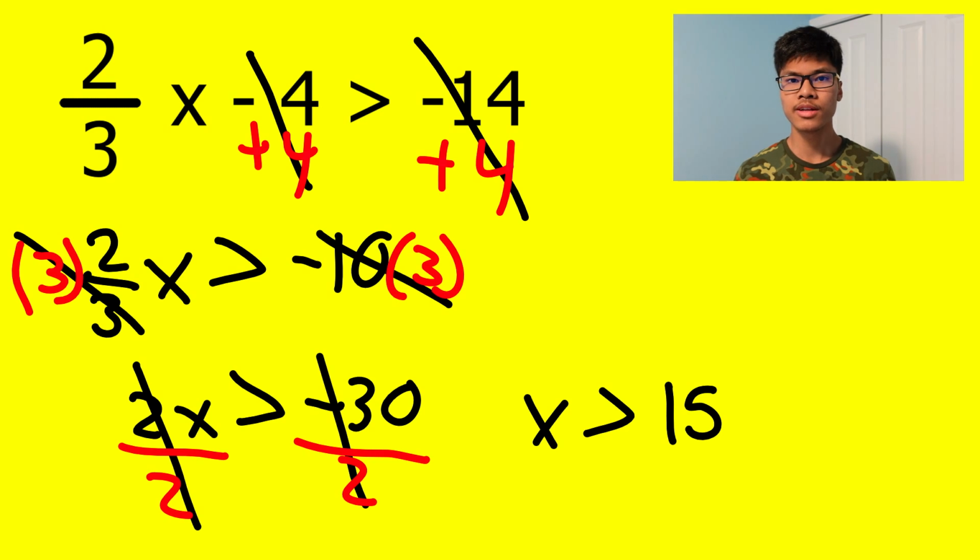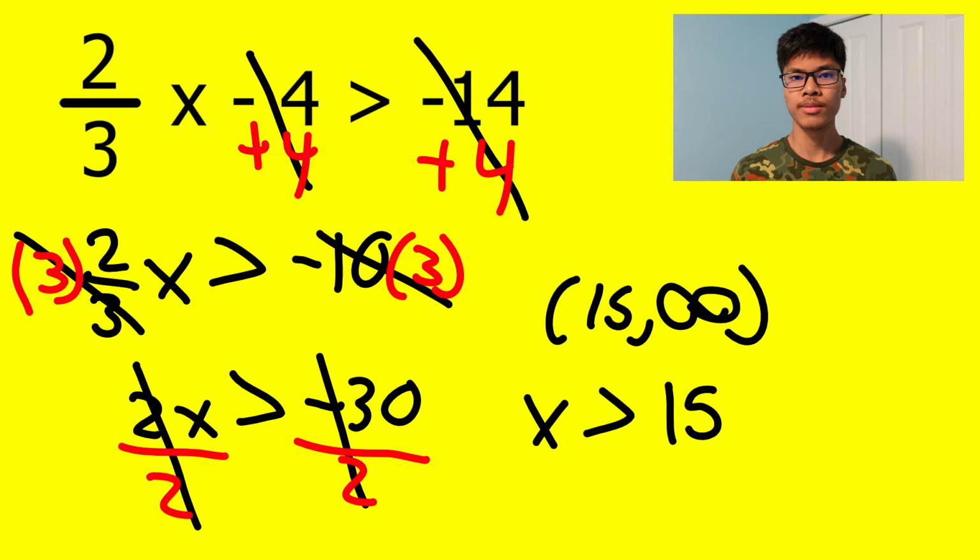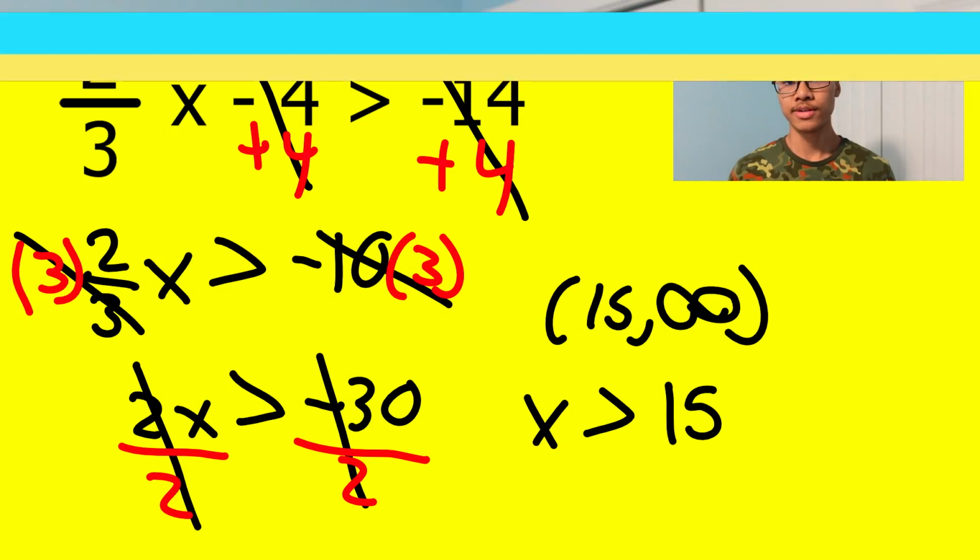Notice that this time we did not switch the sign because we did not divide both sides by a negative number. And to put it into interval notation form, it would be parenthesis negative 15, comma, infinity, and close parenthesis.